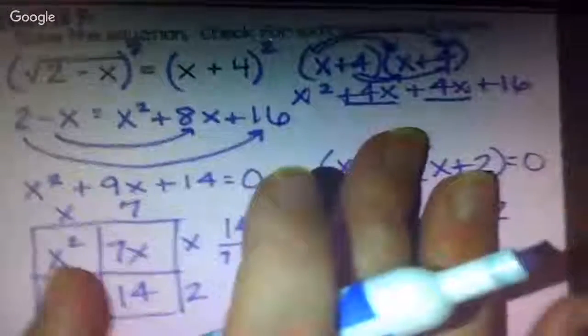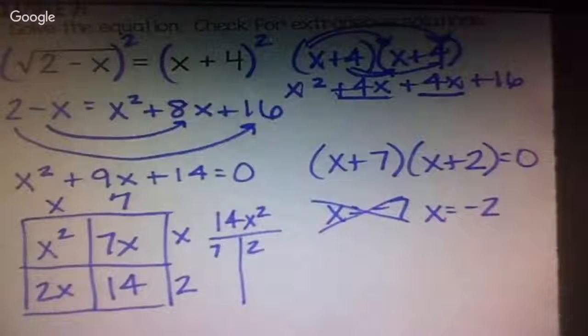Okay. So instead of -7, let's plug in -2. This becomes positive, the square root of 4. That one works. So x equals -2 is your only solution.